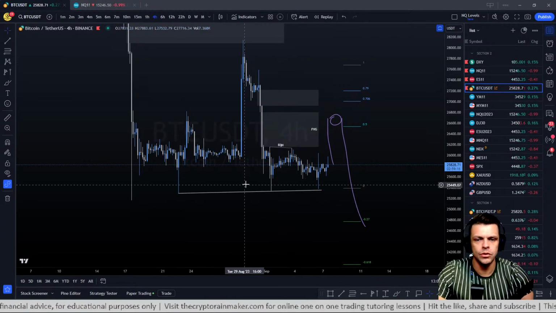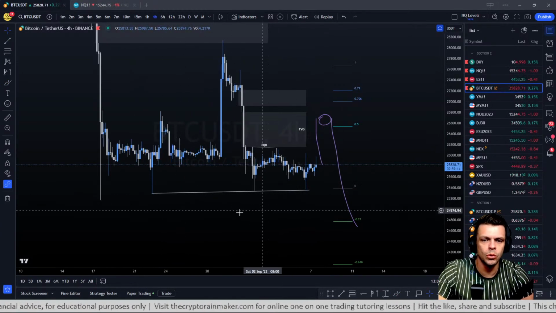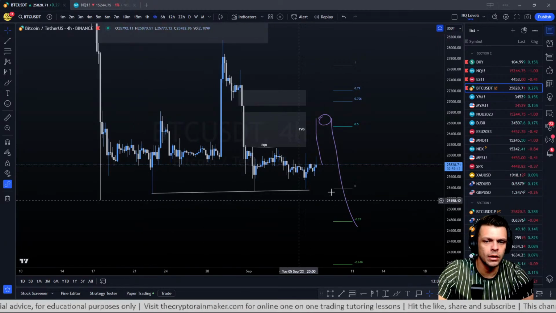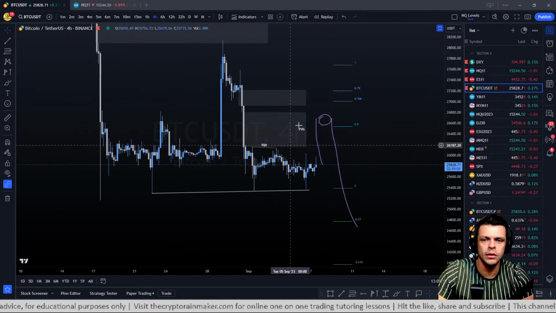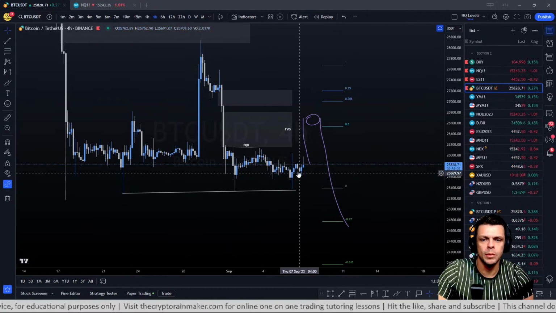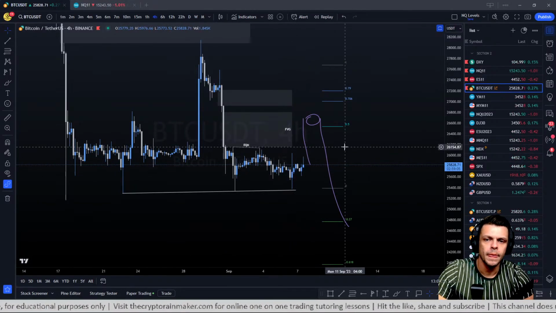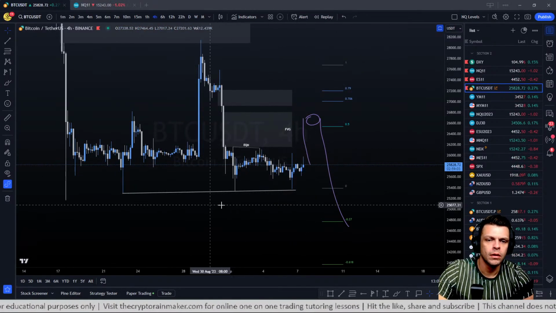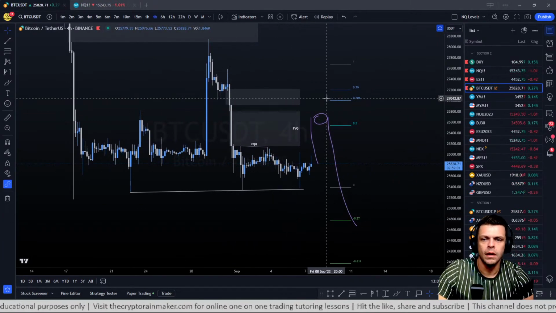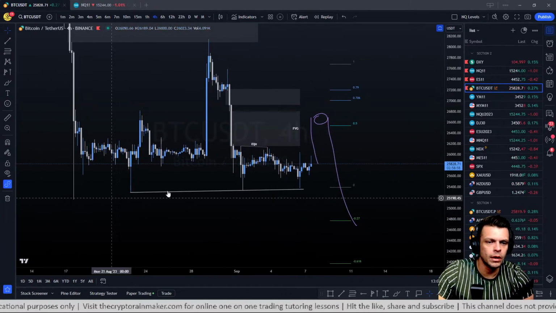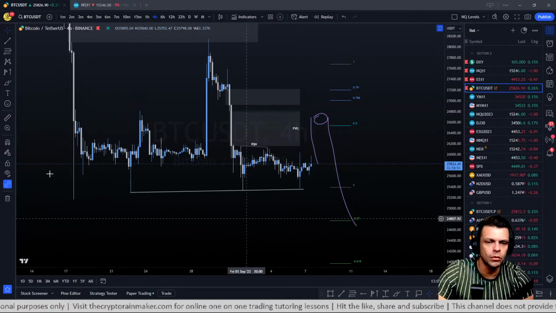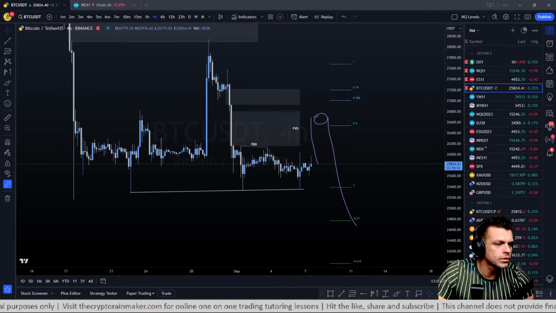So everyone is going to see this as strong support and hide their stops below this area, and that's exactly what the market makers want. So especially if they push it to the upside, everybody's going to FOMO in long with their stops right here, and then we'll just get a violent move to the downside and knock out all of the long positions.